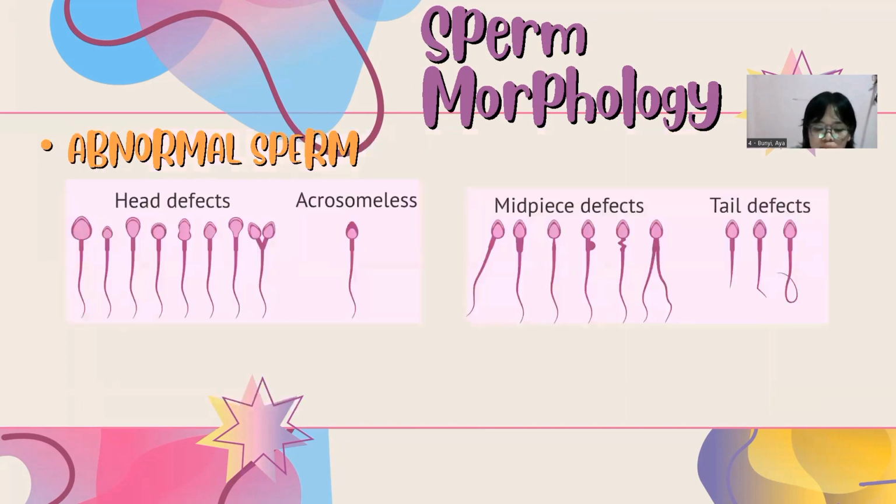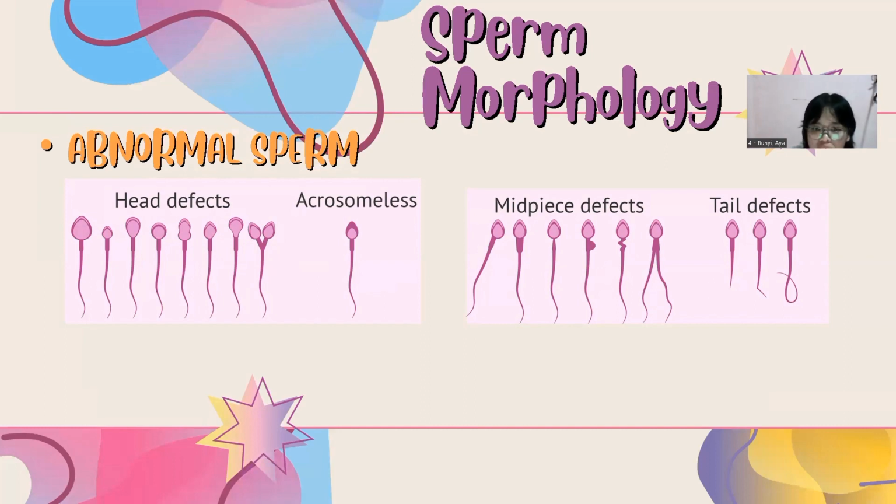These are the illustrations of abnormal sperm. As you can see, we have double head, two tails. Abnormal sperm morphology occurs as an anomaly of either the head or the tail piece or both.